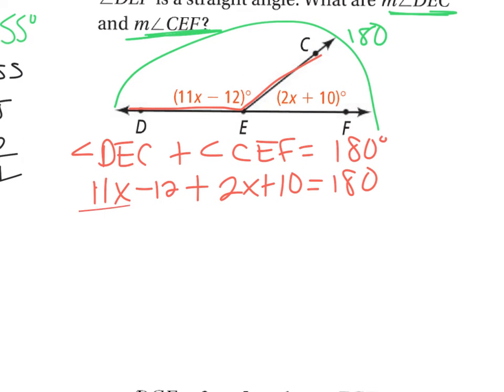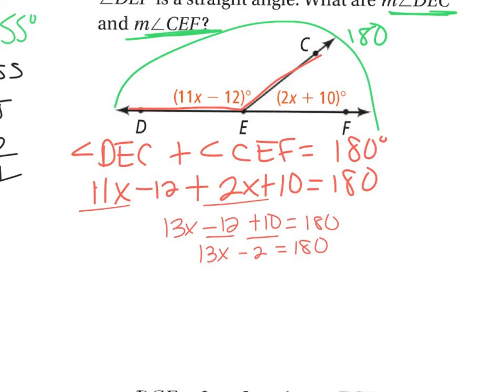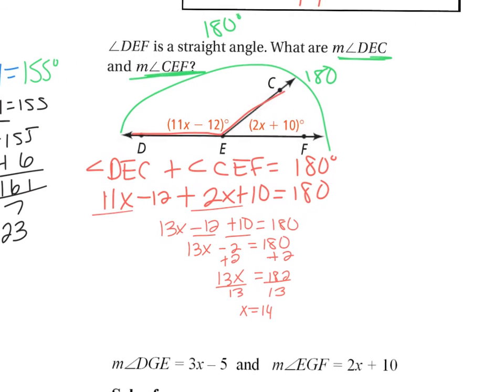Let's solve by combining your like terms. You have 13x minus 12 plus 10 equals 180. Combine like terms again, that would be negative 2. So 13x minus 2 equals 180. Add 2 to both sides, and you get 182 equals 13x, divided by 13, and x equals 14. Okay, so x equals 14.